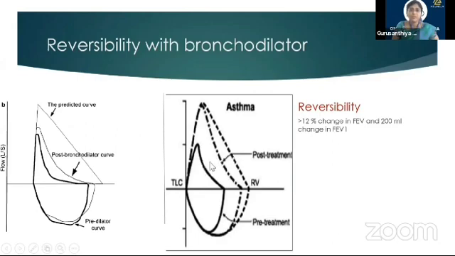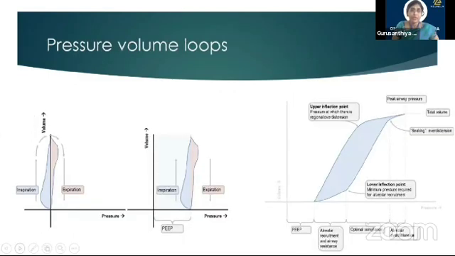So this suggests there is reversibility with the bronchodilator, and you can go and treat the patient with the bronchodilator for the particular event. Reversibility means the patient should have more than 12% change in FEV1 and more than 200 ml change in FEV1. Both should be there for confirming the reversibility.